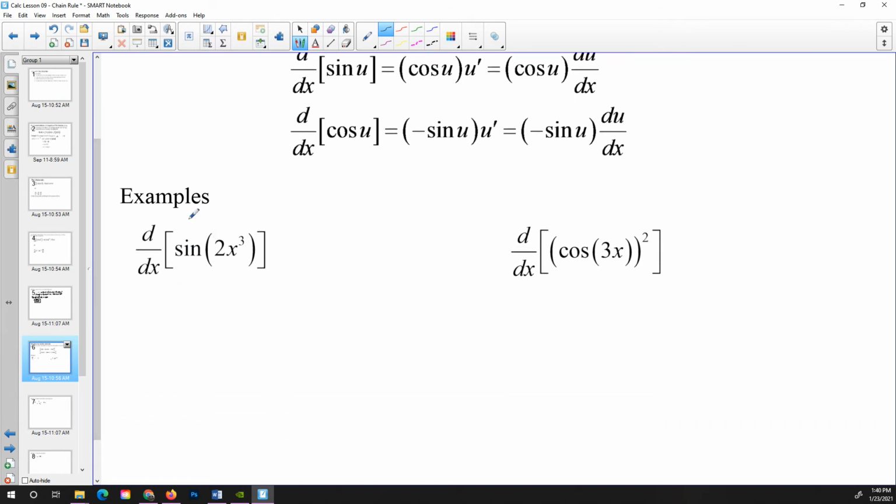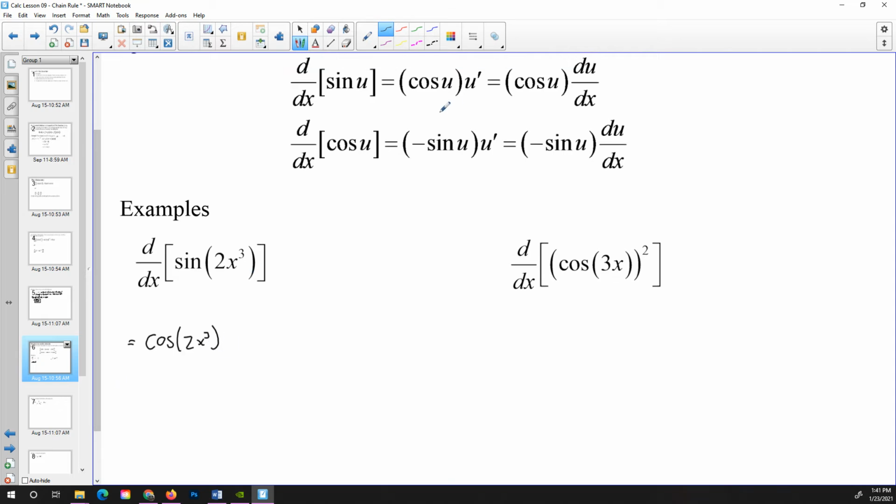And so when I look at this first one, I have the outer function being the sine function, and then my inner function being this 2x to the third. So the derivative with respect to x is going to be the derivative of the outer function. So the sine u becomes cosine u. So I do cosine, and I leave the inner function alone, 2x to the third, and then I have to multiply this portion of the derivative by the derivative of the inner function. Now, the derivative of 2x to the third is just 6x squared.